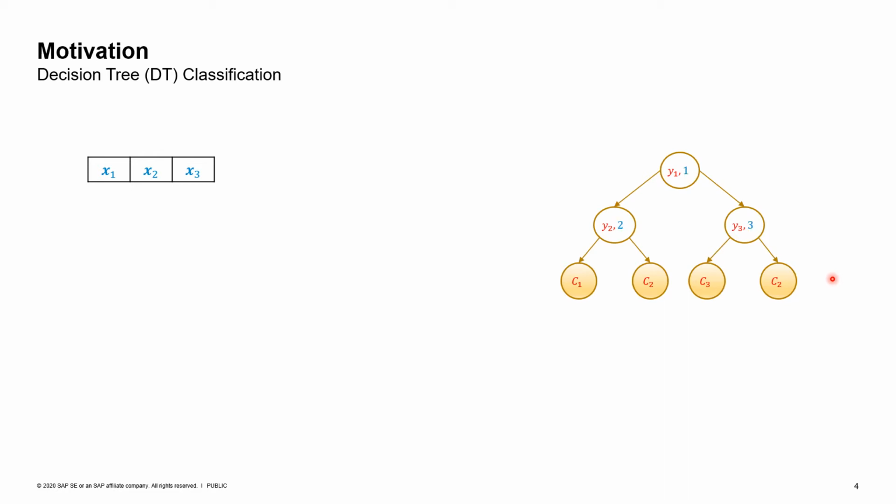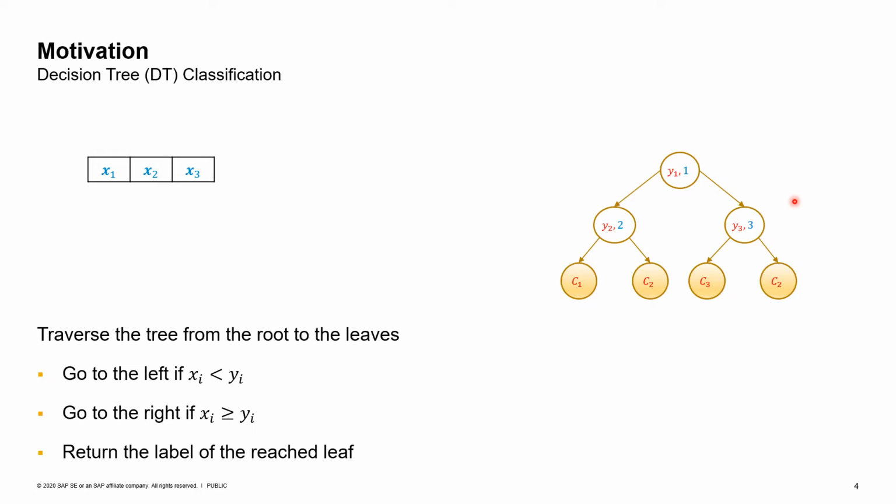For simplicity, we will assume that the indexes in the decision nodes are 1 at the root, and 2 here and 3 here. To do the classification using a decision tree, we always start at the root. So we compare x1 with y1, assume that x1 is smaller, then we go to the left, and then we compare x2 with y2, assume that x2 is larger, then we go to the right, and we reach this leaf, which is returned as the result of the classification.